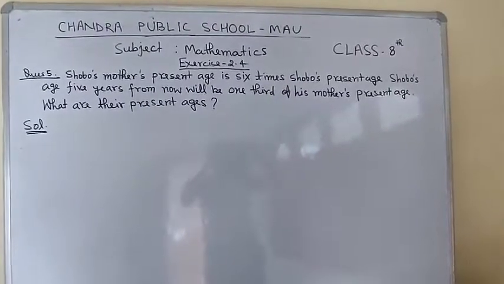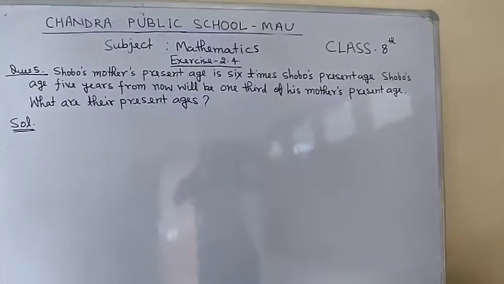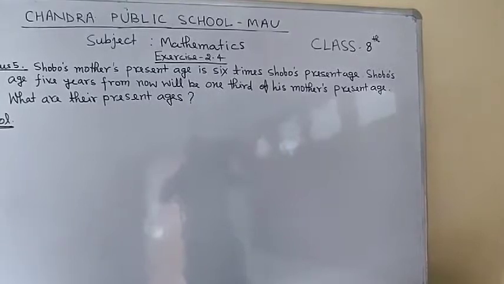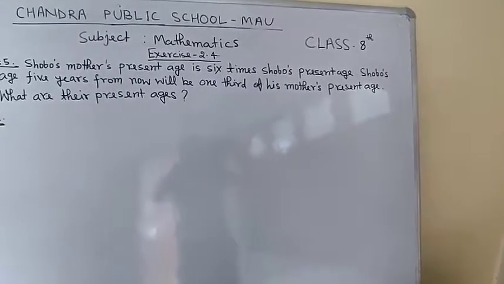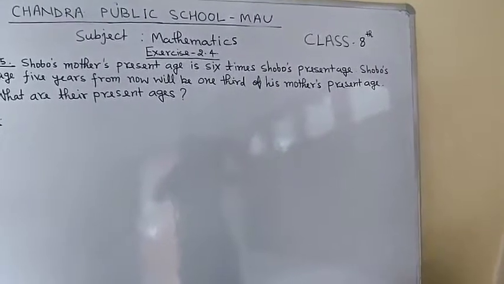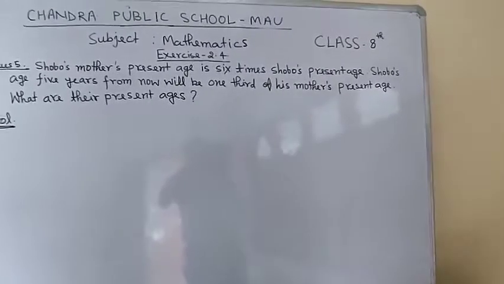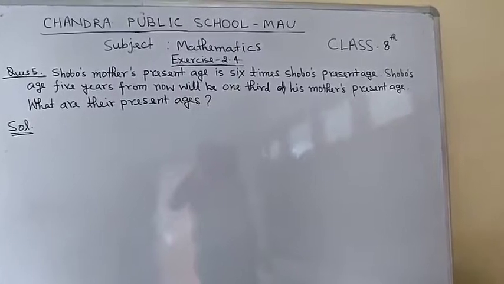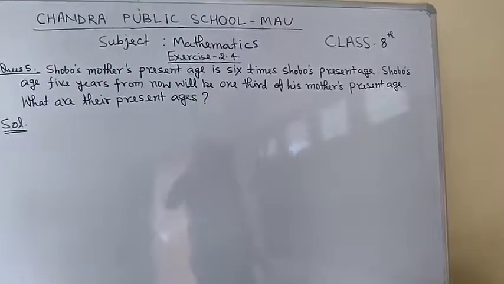Here is the question: suppose mother's present age is 6 times suppose present age. Suppose age 5 years from now will be 1/3 of his mother's present age. What are their present ages? So this question is based on the ages of two persons. Here a relation is given between suppose mother's present age and suppose present age.